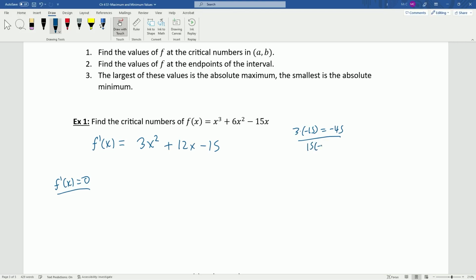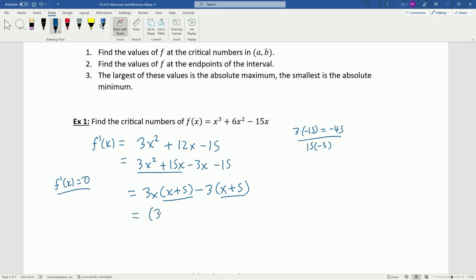A positive 15 and a negative 3 would do the trick. So I'm going to rewrite this derivative as 3x squared plus 15x minus 3x minus 15. At the start here, we'll factor out a 3x from this pair times x plus 5. And we'll factor out a negative 3 here, negative 3 times x plus 5. All right, so now we've grouped these into 3x times x plus 5 minus 3 times x plus 5. So grouping them together, we get 3x minus 3 times x plus 5.